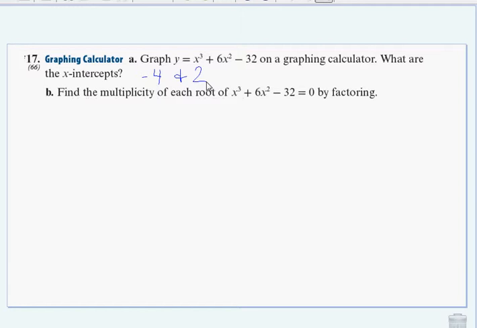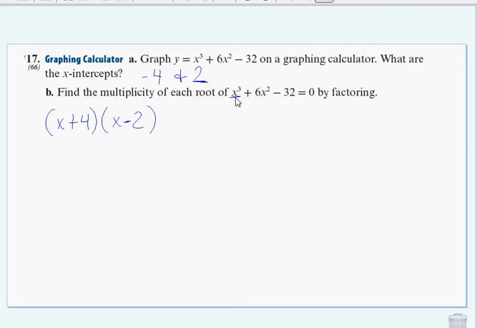Now, it says find the multiplicity of each root of that value by factoring. So what we're going to end up doing is factoring this completely. All these x-intercepts help us do is get started with the factoring. So I know that at least one of the factors is going to be x plus 4. Another factor is going to be x minus 2. Remember how when you solve for x, you end up changing the sign? That's where I'm getting this plus 4 and this minus 2 here.